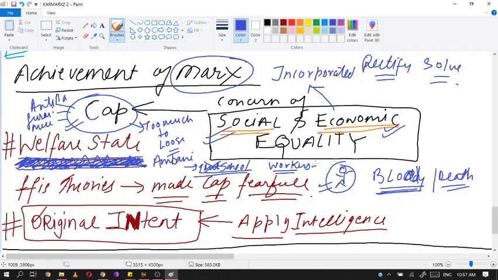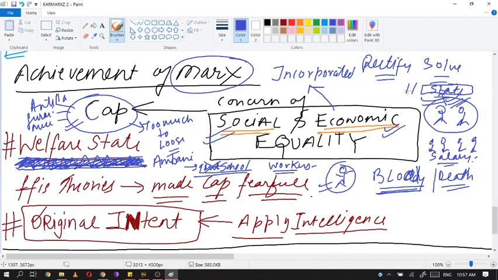Few are capitalists and they alone are holding all the wealth. Others just work for them on salary. They become fearful. They are in control of the state. They control the state. So they made sure that elements of social equality and economic equality are incorporated into capitalism.